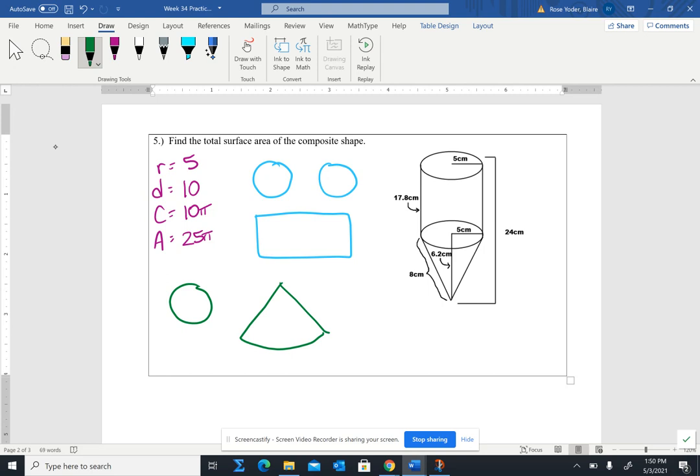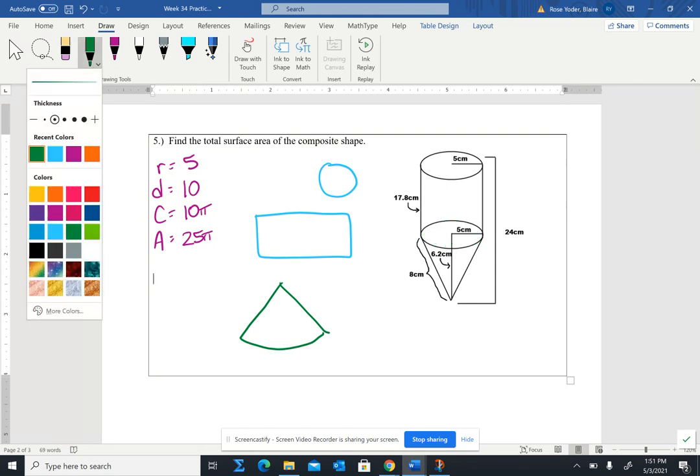But here's what I want you to notice. This circle isn't on the outside of the shape. Picture you had 2 blocks, a cylinder block and a cone block, and you put them on top of each other. That circle gets covered up. So we don't actually want to count either of those circles in our total surface area. So I'm going to erase the circle for the cone. I'm going to erase one of the circles for the cylinder. And those are the 3 shapes that we actually want.